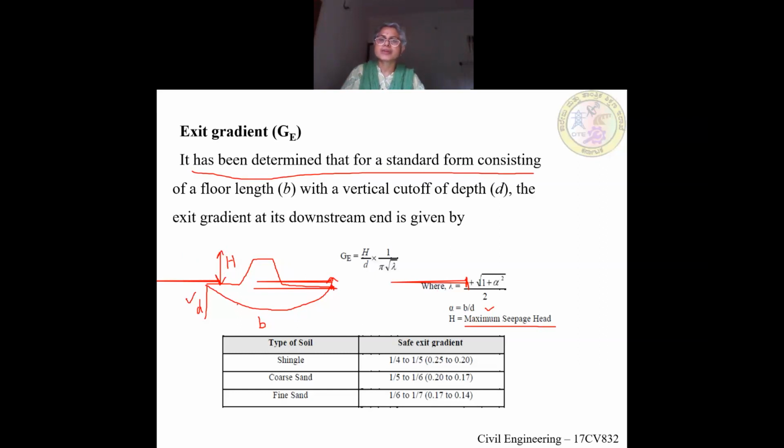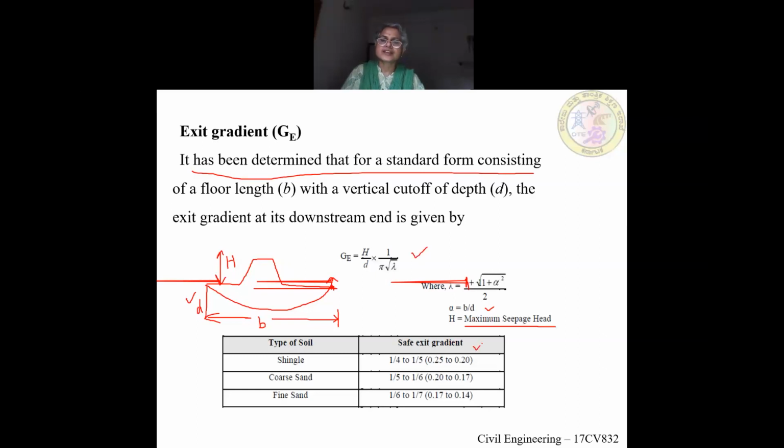So alpha is b by d. B is this distance, that is the floor length. It is called the floor length, that is the horizontal distance from the upstream end to the downstream end, where d is the depth of the sheet pile. Now this formula you have to remember.